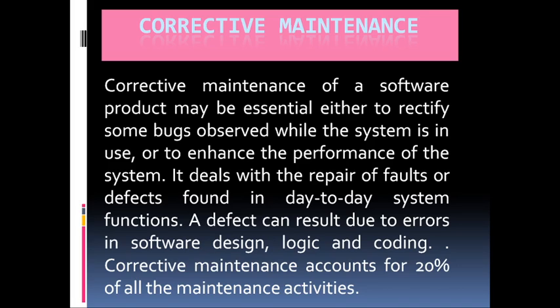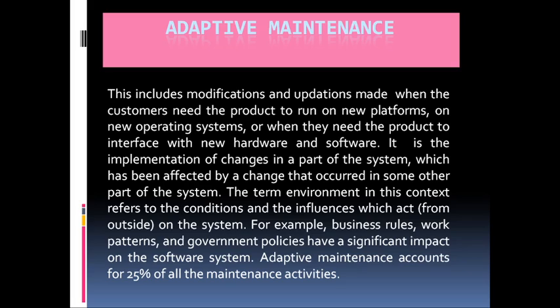All these need corrections. Corrective maintenance accounts for 20% of all the maintenance activities. Corrective maintenance deals with rectifying, removing, or identifying all such faults that may arise in the day-to-day activities of software functioning.